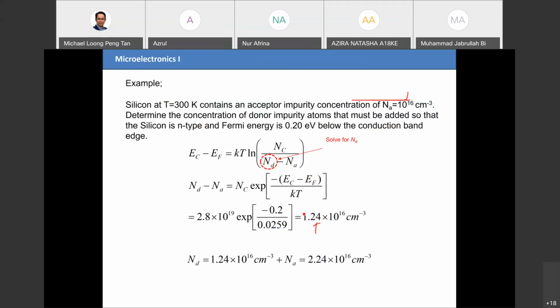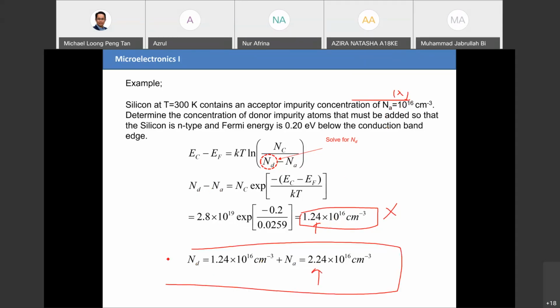What normally students would do, they say that this is the answer. Wrong. This is not the answer. You haven't completed the calculation yet. You have to say that ND minus NA equals this one. Then how much ND? So this one you have to plus with your 10 to the power 16. Okay, you plus 10 to the power 16, which means 1 times 10 to the power 16, you plus 1, then you get 2.24. So this ND, this is the answer.